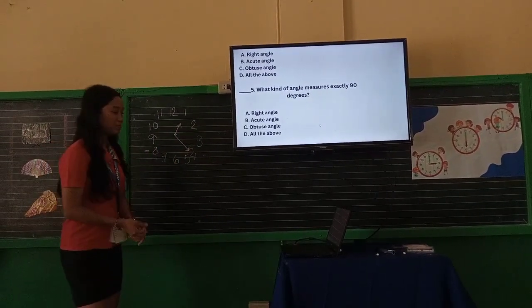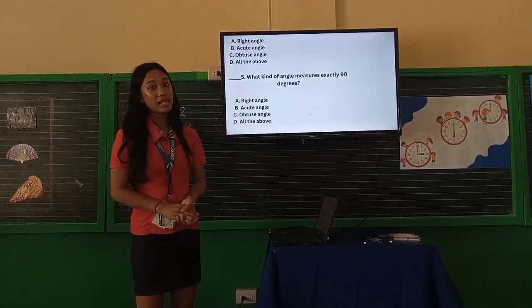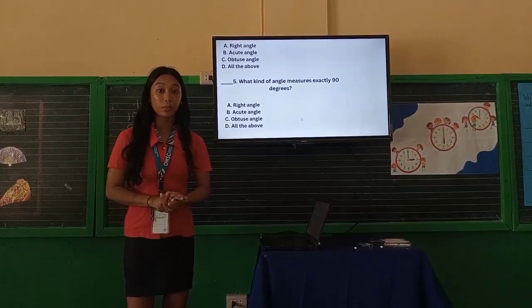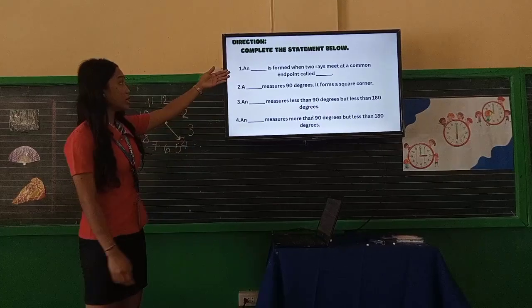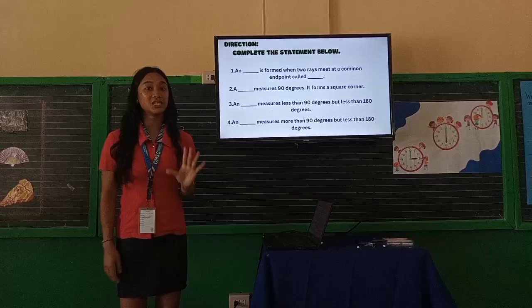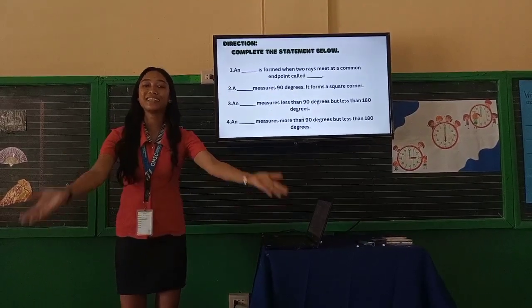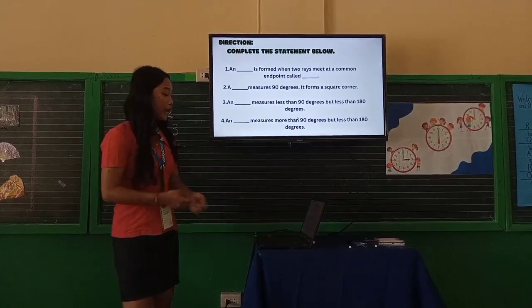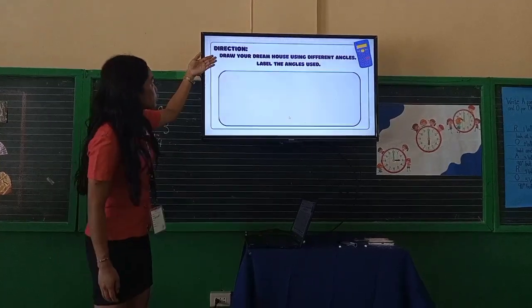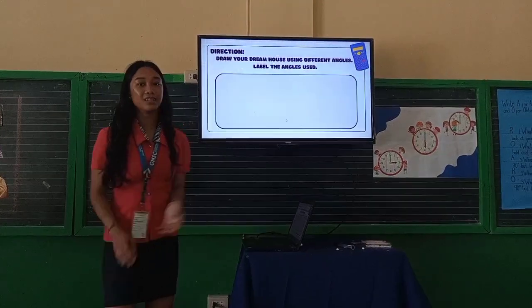Very good, everyone. Now, to test more of your mastery of our lesson, I have here another activity, but you are going to answer it on your workbook. Direction. Complete the statement below. I will give you 5 minutes to answer this activity. Are you done, class? Kindly pass your papers in front. And for your assignment, draw your dream house using different angles and label them with the angles used.